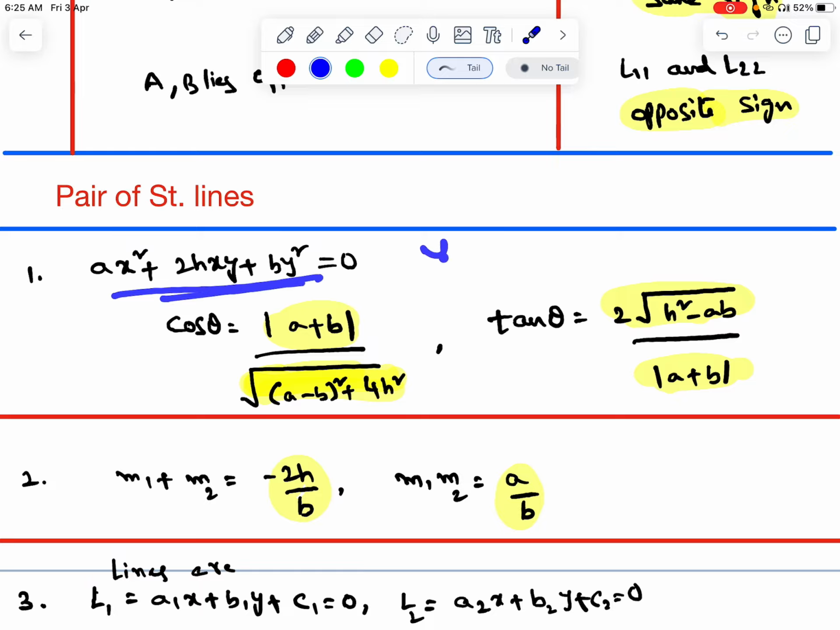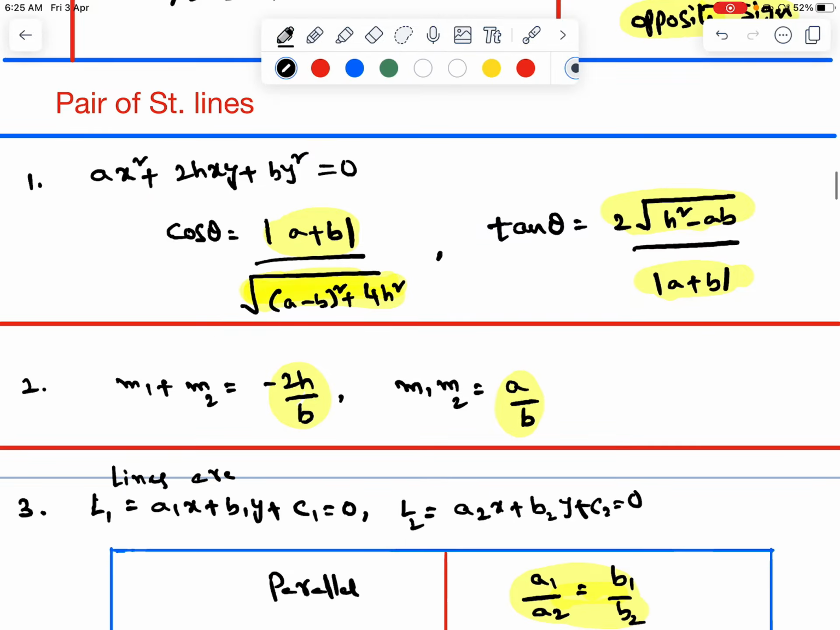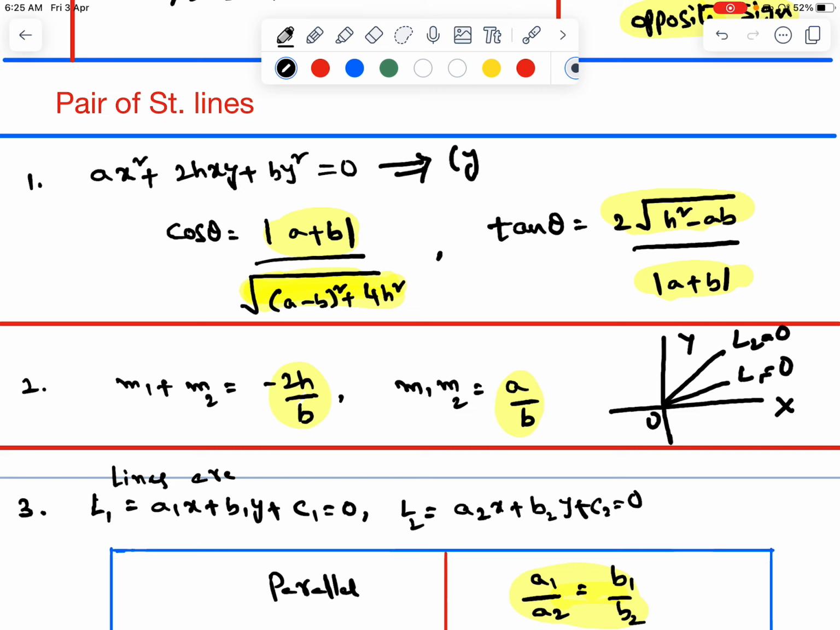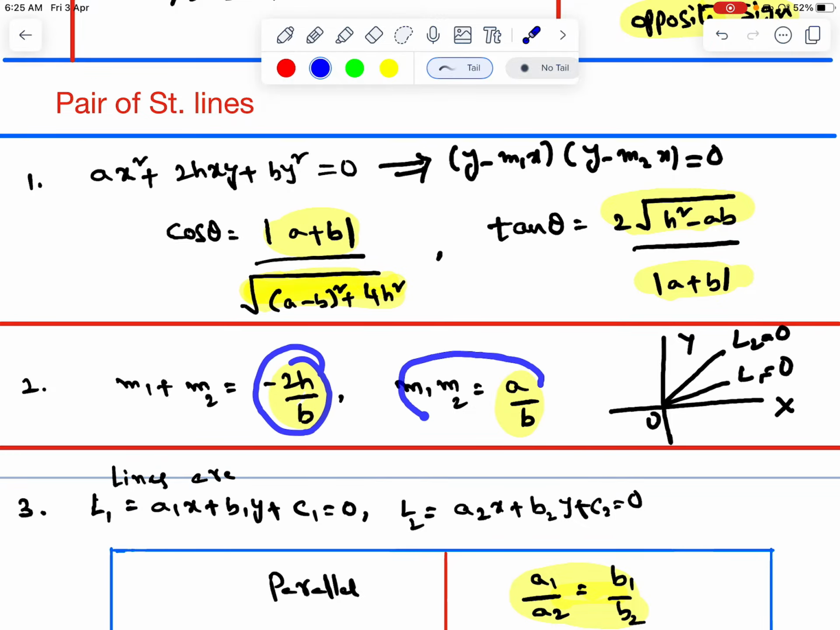The equation represents y minus m1x into y minus m2x. For example, this is the line, x-axis, y-axis. These two are the lines. The first line L1 equal to 0 and the second line L2 equal to 0. The lines can be represented as y minus m1x into y minus m2x equal to 0. Therefore, sum of the slopes is minus 2h by b, product of the slopes is a by b.